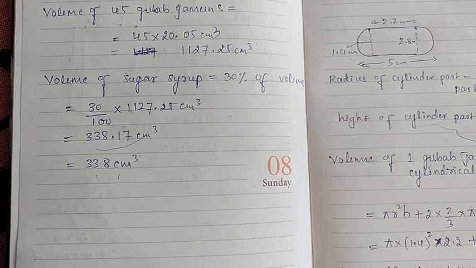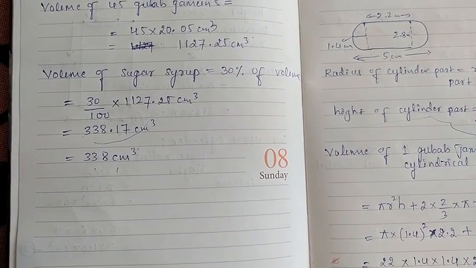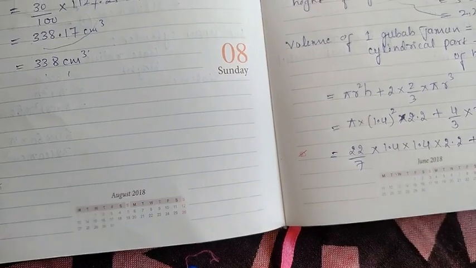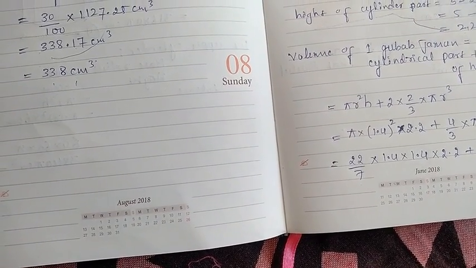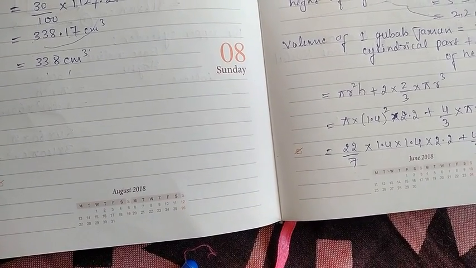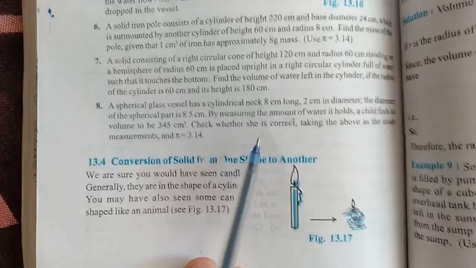It contains the 30% sugar syrup, correct? I hope you understood, children. So let's see here, the fourth and fifth examples are homework for you. Now next, see one more example, the sixth example.